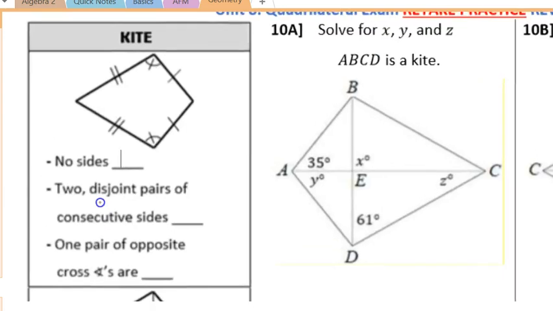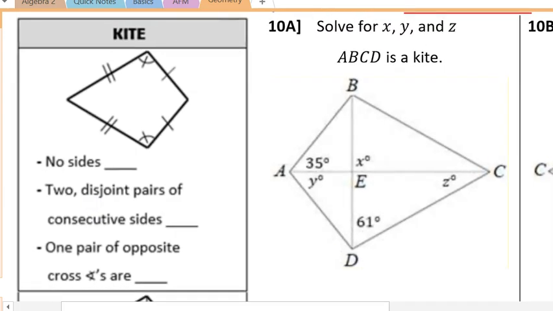We'll start off by looking at the sides and angle properties of a kite. To start with, there are no sides parallel in a kite. So all the other shapes we've dealt with so far, we've had opposite sides, or at least one set of sides being parallel. There are no sets of parallel sides in a kite.